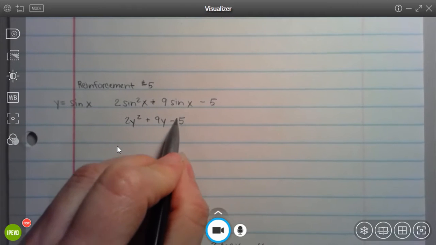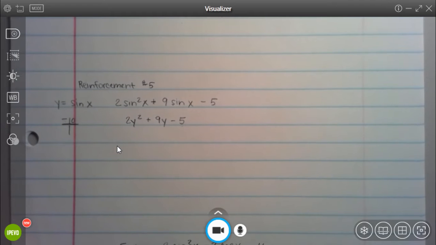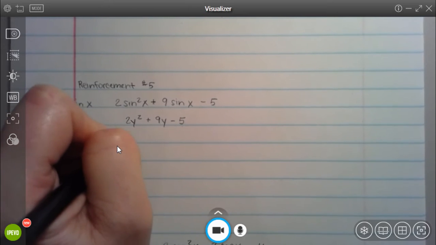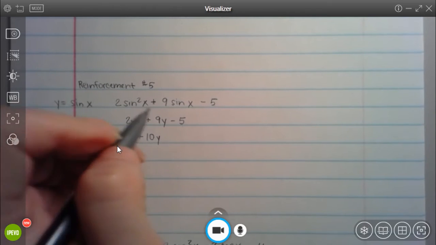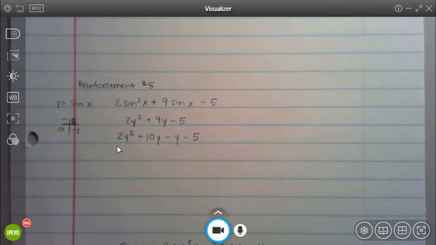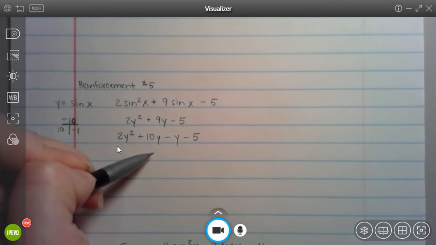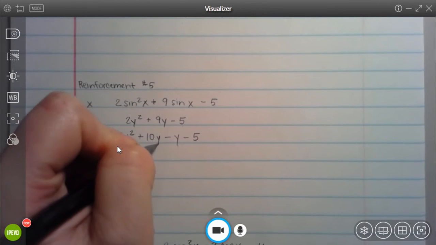So we're going to multiply the constant by the leading coefficient and get negative 10. So we're looking for factors of negative 10 that will give us 9. So 10 and negative 1 might work. So 2y squared plus 10y minus y minus 5. So we replace this 9y with 10 minus 1. And then we can factor by grouping.